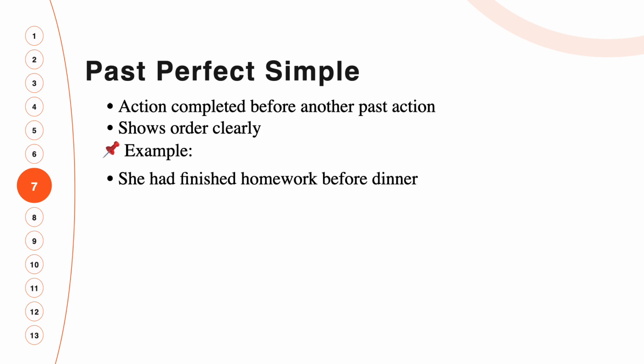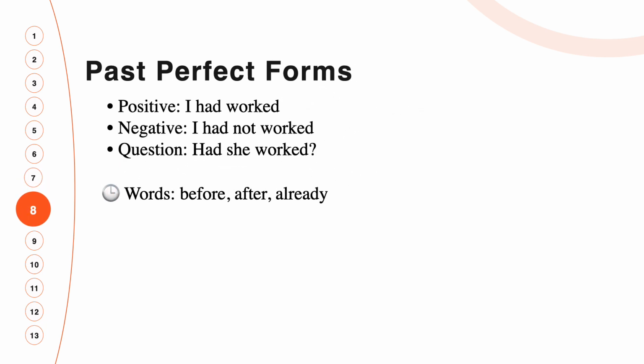Okay, so let's move on to past perfect forms. It has three forms, which are positive, negative and question. Positive is, I had worked. Negative is, I had not worked. Question is, had she worked? The time words are before, after and already.